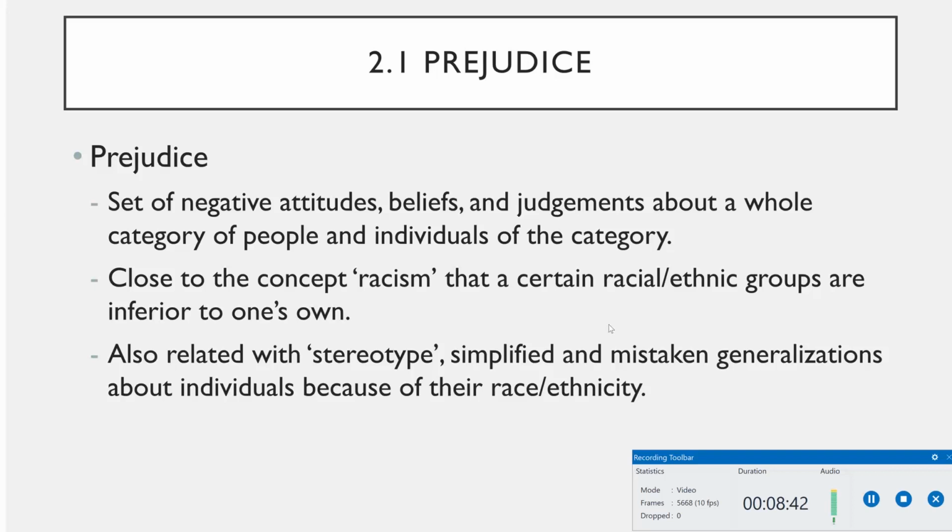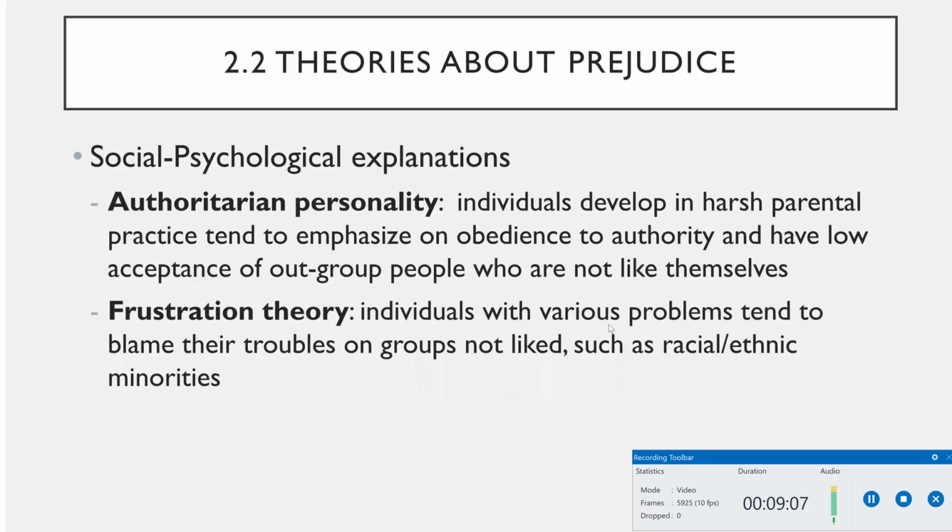Close to the concept of racism, it's a certain belief that racial or ethnic groups are inferior to one's own racial group. It's also related to stereotypes, which are simplified and mistaken generalizations made without deep investigation of individuals because of their race and ethnicity. There are two major parts of explanations.